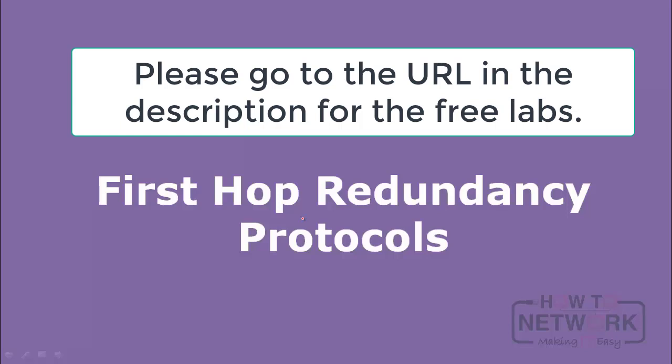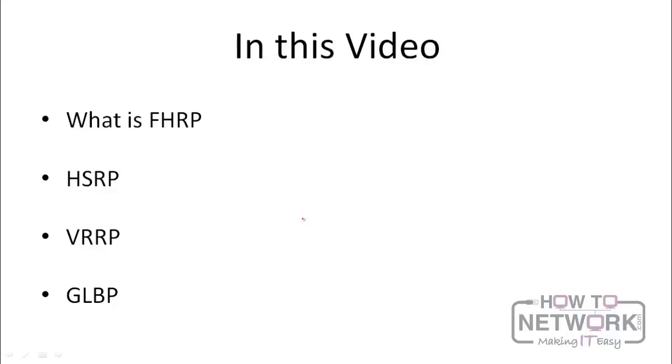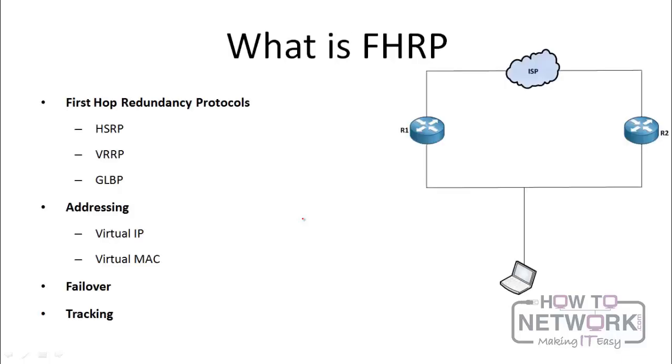In this video, we're going to be looking at first hop redundancy protocols. So we're going to look at FHRPs, and we're going to look at the three first hop redundancy protocols that we have, which are HSRP, VRRP, and GLBP. So let's get started. So what is FHRP?